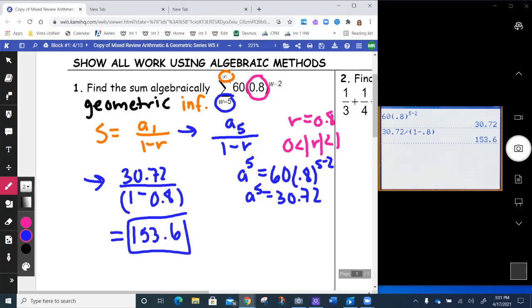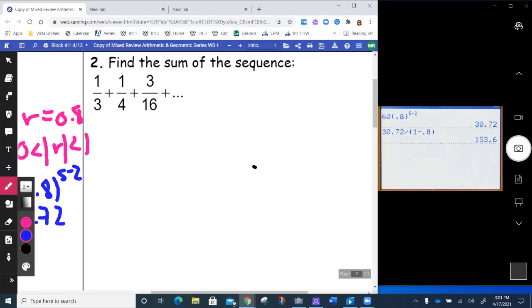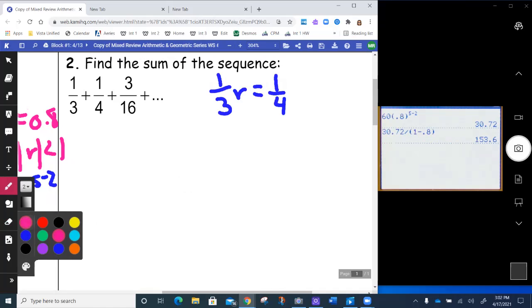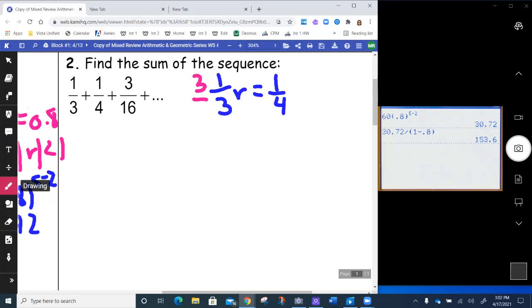Now on number 2, on this one, I need to decide if this is arithmetic or geometric. Looking at it, I'm leaning towards geometric. I feel like I'm probably multiplying. So to figure out what my R is, I take my first term, I times it by R, and set equal to the second term. And then I'm going to solve. So I'm going to multiply by the reciprocal of 1/3, which is 3 over 1. And when I do that, I'm going to get R is equal to 3/4, or 0.75. And so I want to make sure that that works.